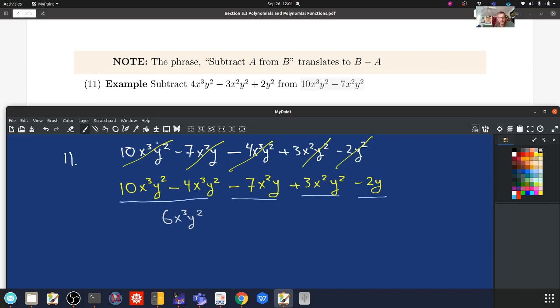did I write everything down right? 4x cubed y squared minus 3x squared y squared minus 2y squared. 10x cubed y squared minus, oh, sorry. That's supposed to have a 2 on it. So let's correct that right there. So these are two like terms. Yeah, that's another copy error.